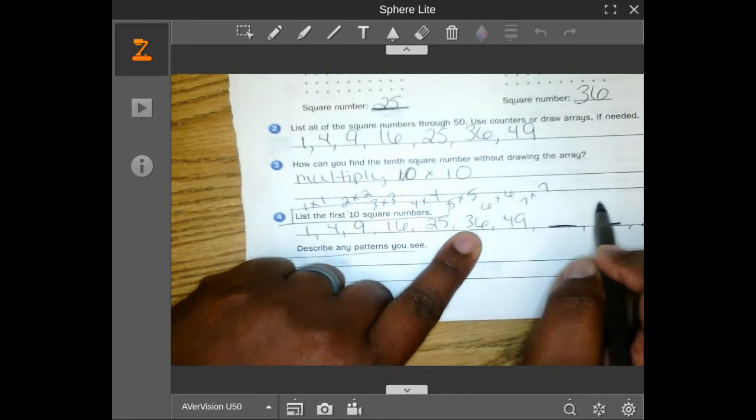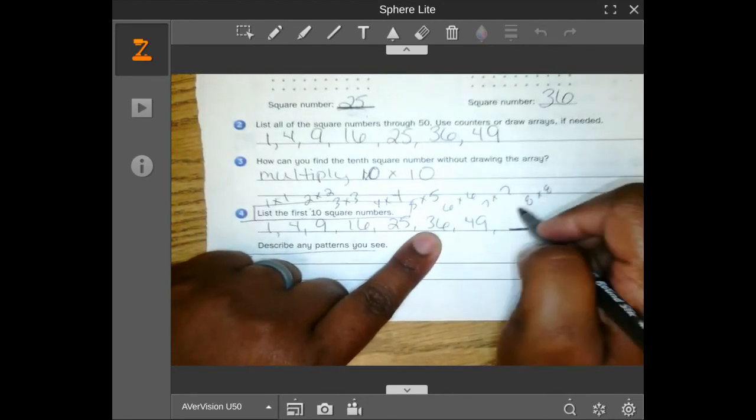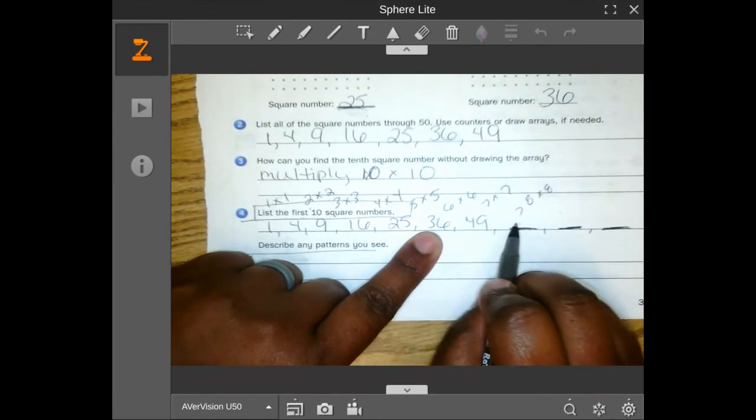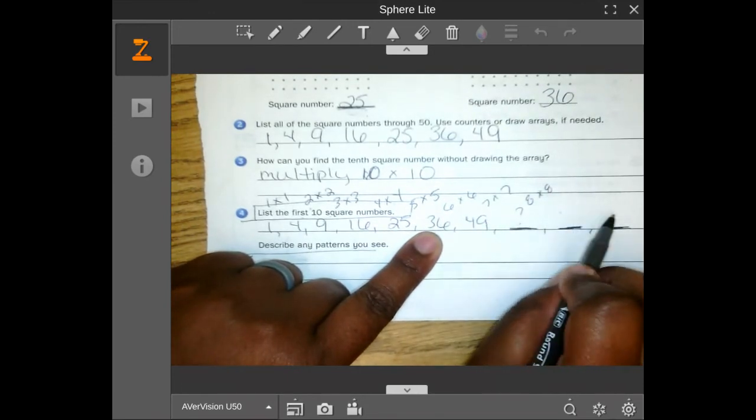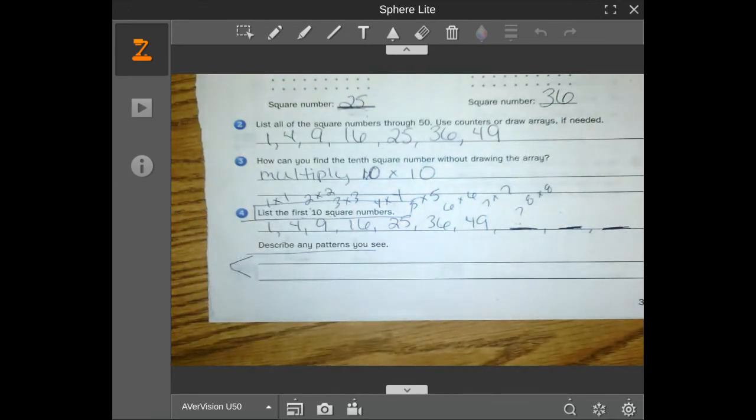So how can I find the next 3? Yes, 8 times 8. What is the answer? You're going to put it there. Keep going until you get to 10. When you are finished, please submit.